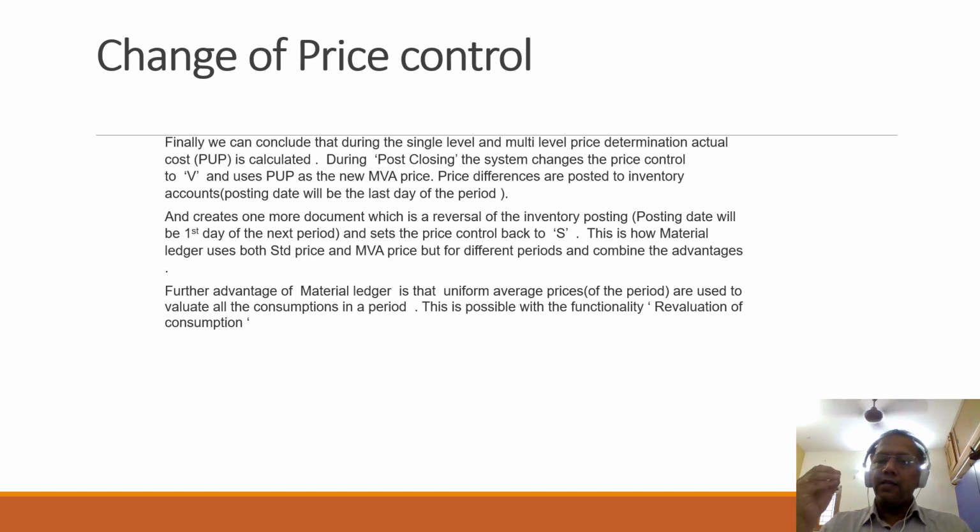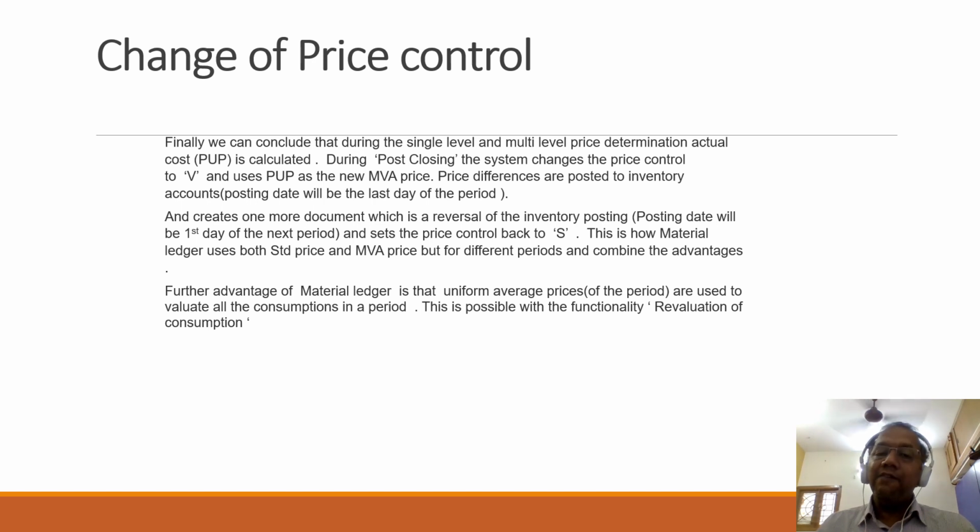Why is it impacting? Whenever we are changing the price determination from the valuation moving average price to the standard price, create one more document, which is a reversal of the inventory posting. The posting date will be the first day of the next period, and then set the standard price control back. This is how the material ledger uses both the standard price and moving average price, but for a different period, combining the advantages.